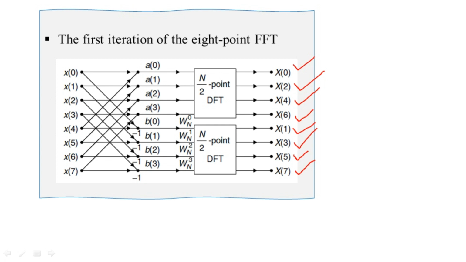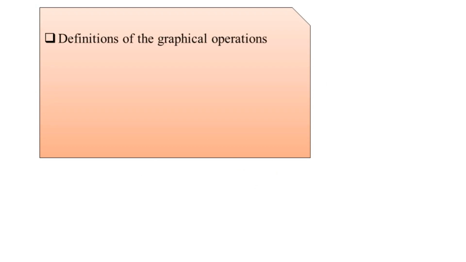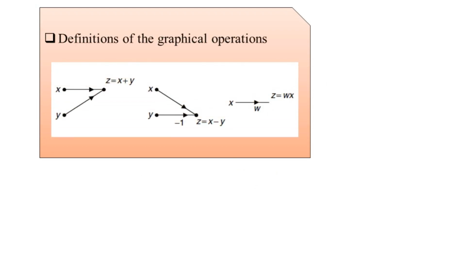Now in this particular representation, there are certain graphical operations which can be defined. Here we have, as the first case, to this particular node, the input from X and the input from Y. Both are incoming arrows, so these are nothing but the additive signals here. So the resultant signal Z is nothing but the addition of the two. So Z is equal to X plus Y here.